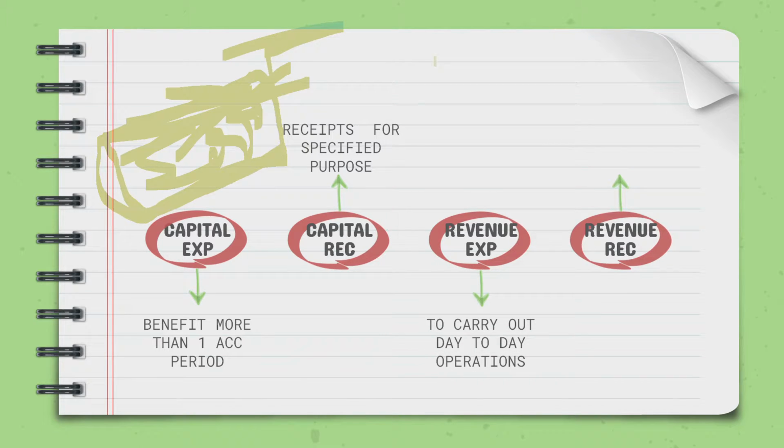And now, what is revenue expenditure? Revenue expenditure is the expenditure that we incur to carry out our day-to-day activities. For example, I paid the electricity bill, or I paid for the newspapers or the printing and stationery. So these are my small day-to-day operations expenses. Okay, so these are revenue expenses.